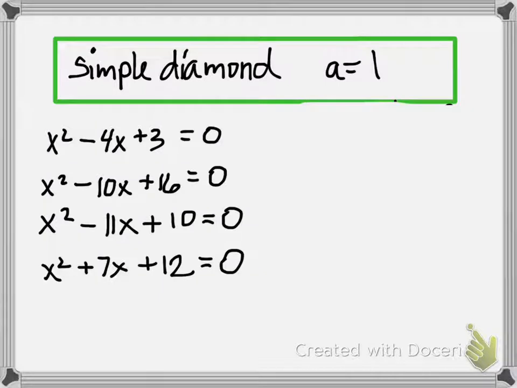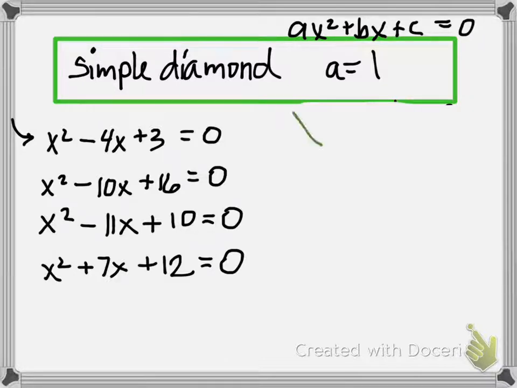Okay, the next type, nicknamed the simple diamond problem. This is when, if you're looking at the standard form of a quadratic, a is 1. So in other words, when a is 1, we don't even write the a. Okay, so for the simple diamond, there's a shortcut. You don't have to do the X box. If a equals 1 here, then all I have to do is the diamond, and that will tell me how to get it factored.